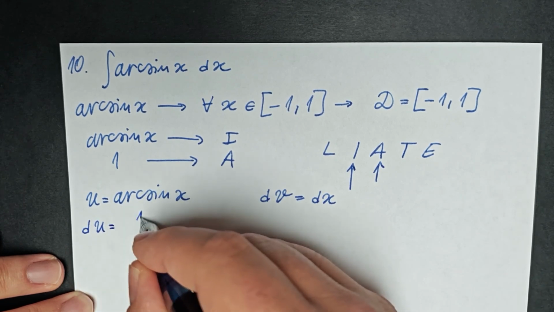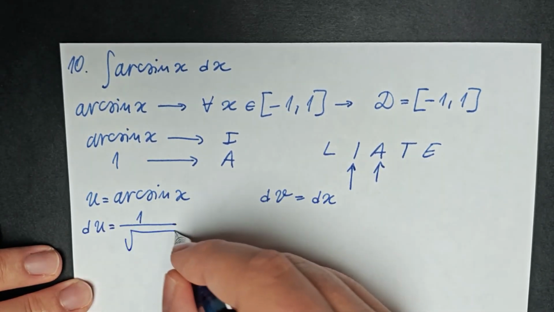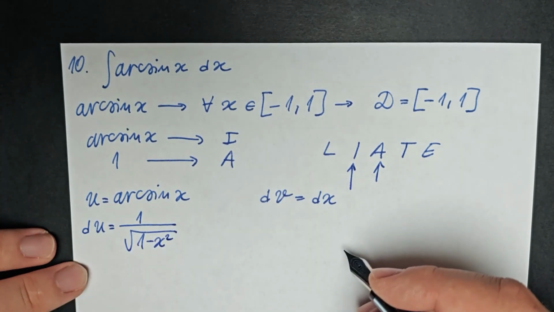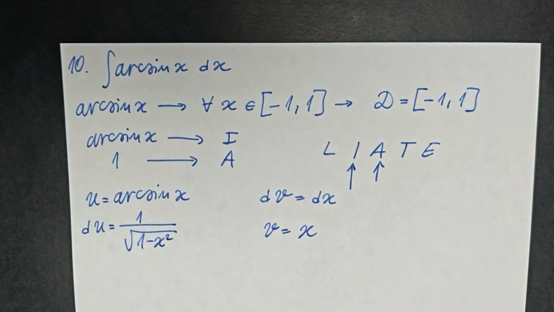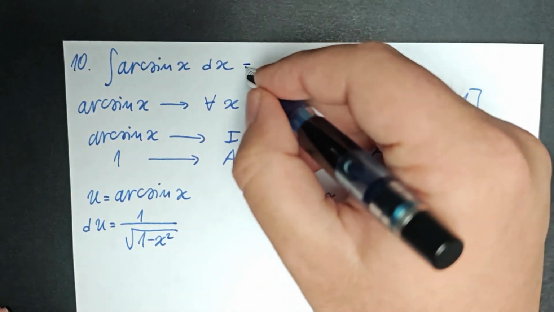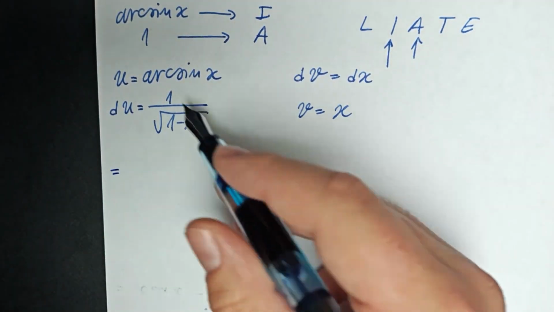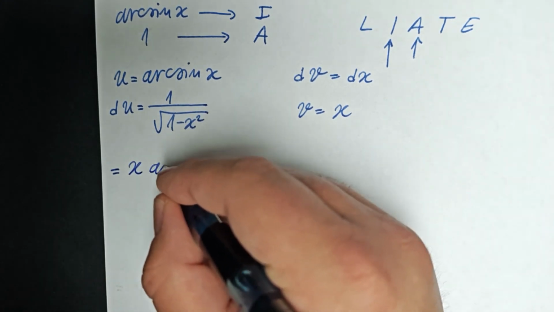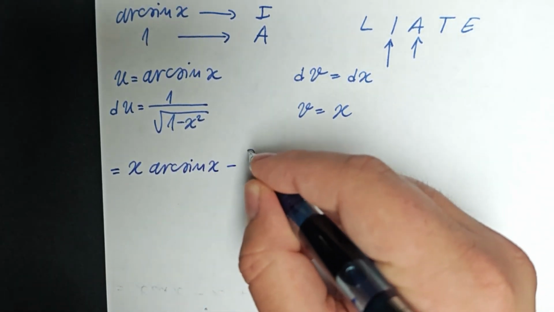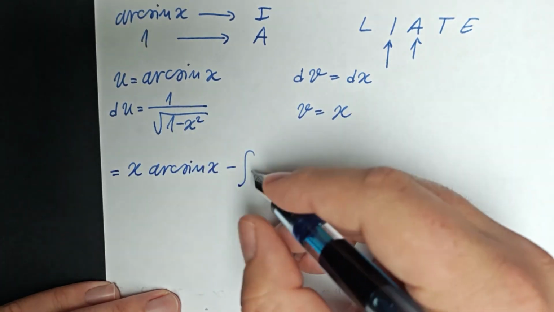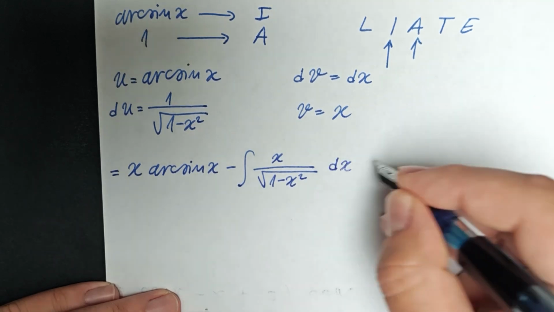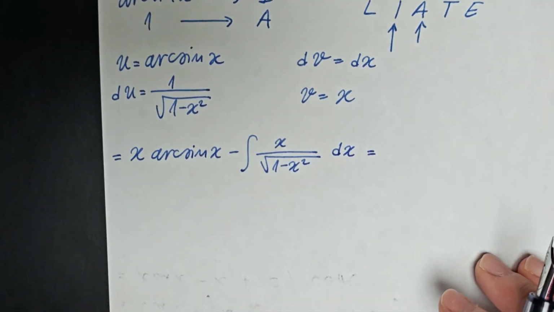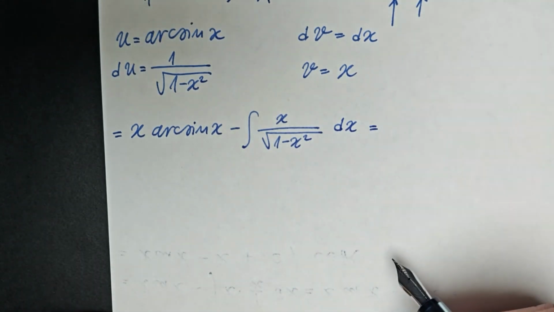Differential of u is equal to 1 over the square root of 1 minus x squared, and v is an integral of dv, which is just going to be dx, and that is x when we integrate it. So this integral is then equal to u multiplied by v, that is x arcsine of x, minus an integral of v du, that is x over a square root of 1 minus x squared dx. The question now is, how do we solve this integral?